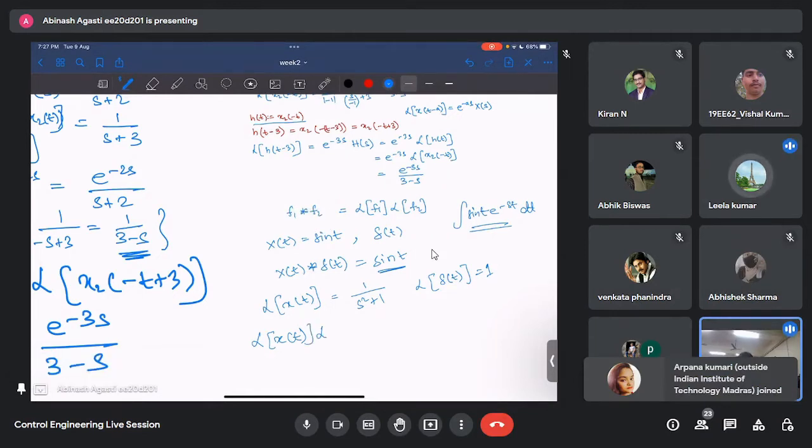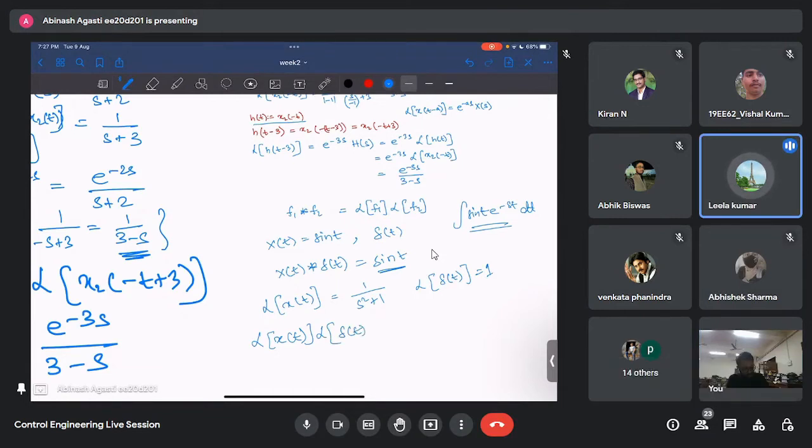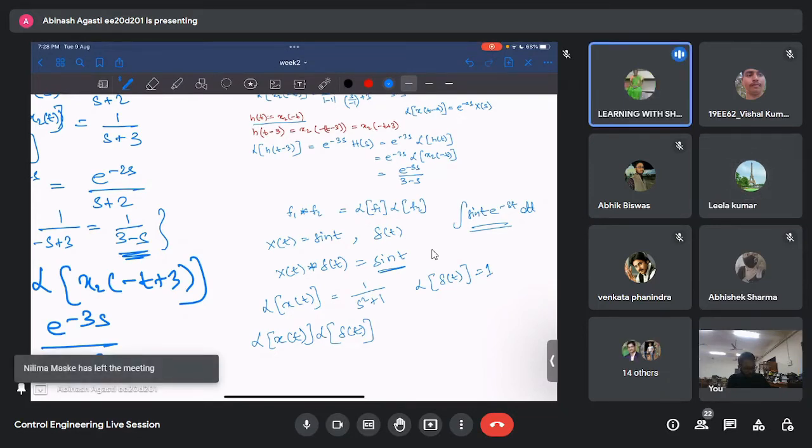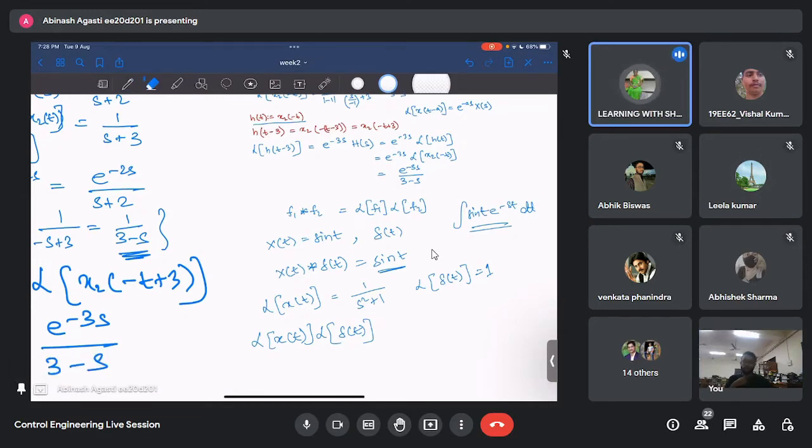Can you explain how x of t equal to sin t becomes Laplace of x of t equal to 1 by s square plus 1? Can you explain that formula? You are writing some formula. Integral of sin t e power minus st dt equal to what, sir? Sir, if you are asking about the basic formulas, then it will be difficult to solve the problem. You should know a few basic formulas by yourself, sir.